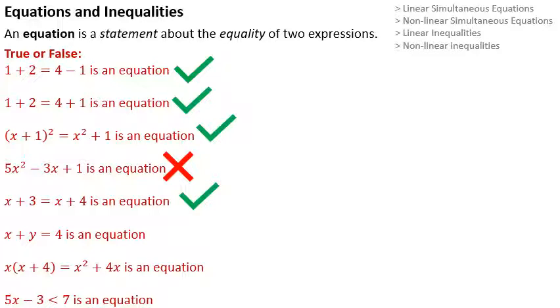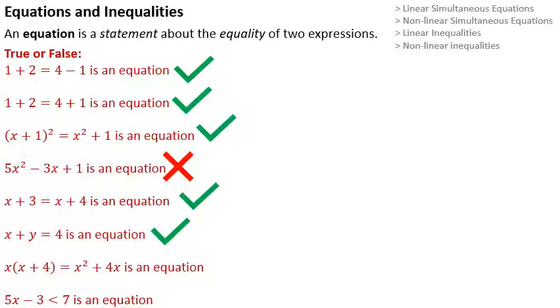x add y equals 4. This involves multiple variables, but it's still an equation. It's still a statement about the equality of two expressions. And in this case, there are values of x and y that would make it false, but there are also an unlimited number of values of x and y that would make it true. As long as you pair them up properly, they work.